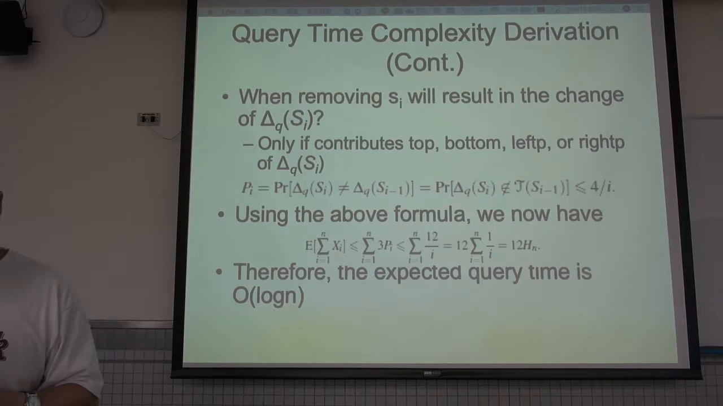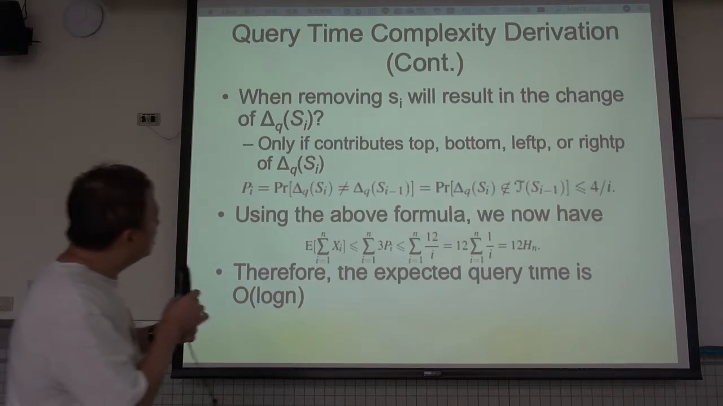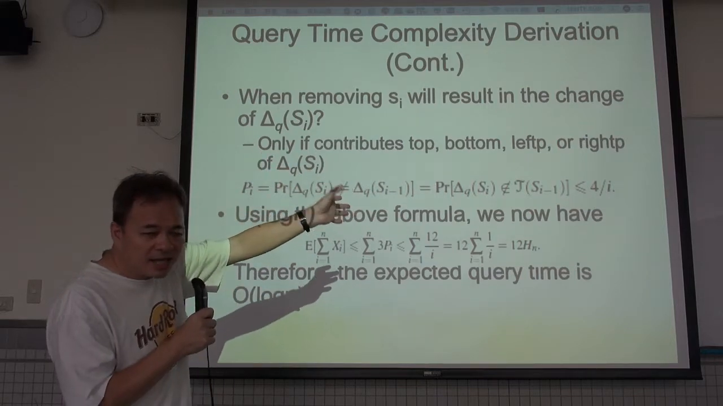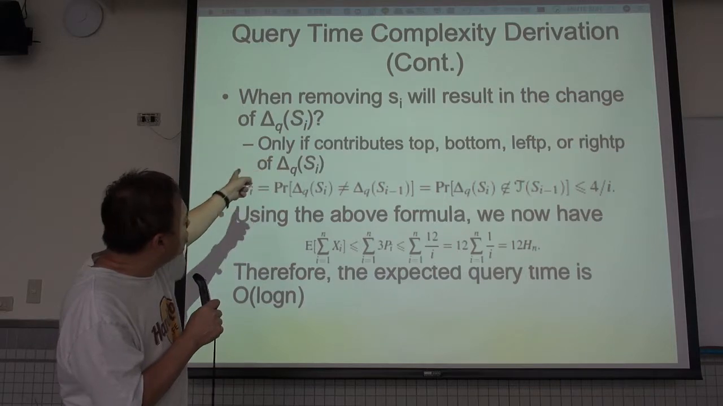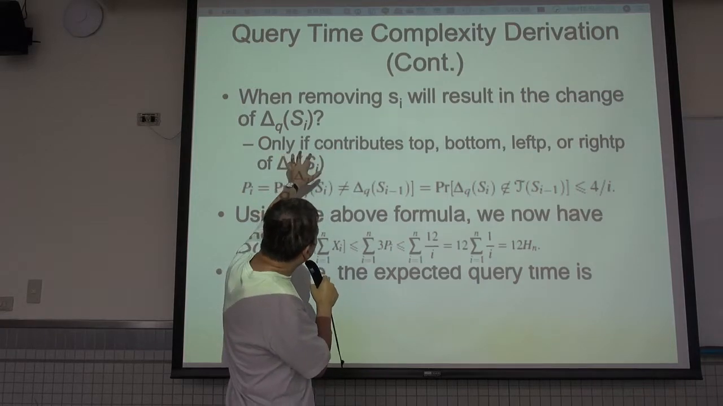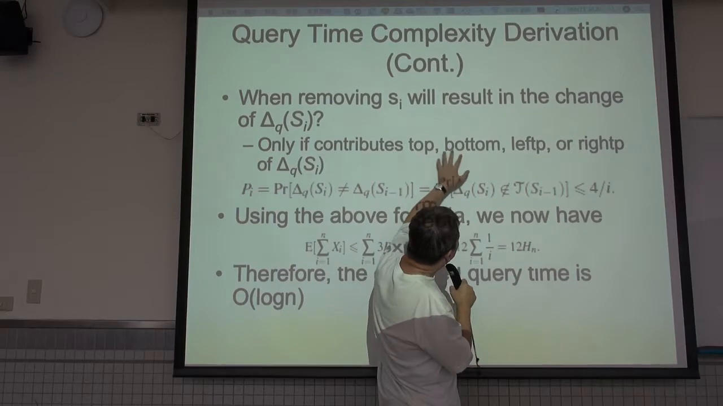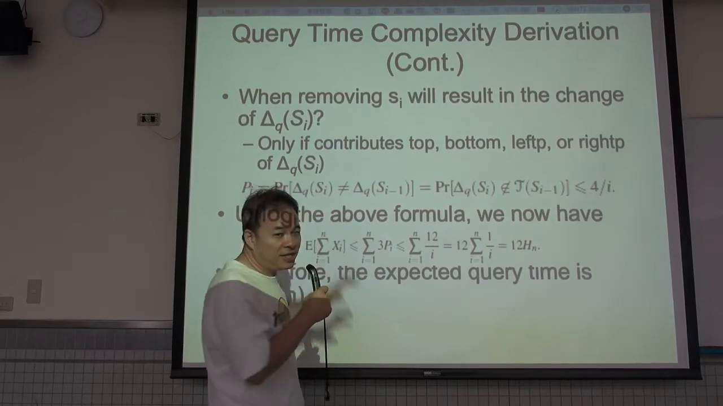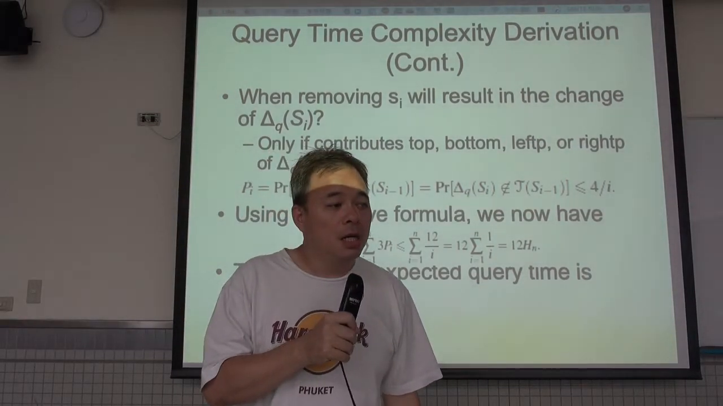What is the situation? Removing the Si is going to change the particular trapezoid that contains Q. The only cases where removing that segment will affect the trapezoid that contains Q are when that segment Si happens to contribute to the top, bottom, left, or right of the trapezoid that contains Q, right?